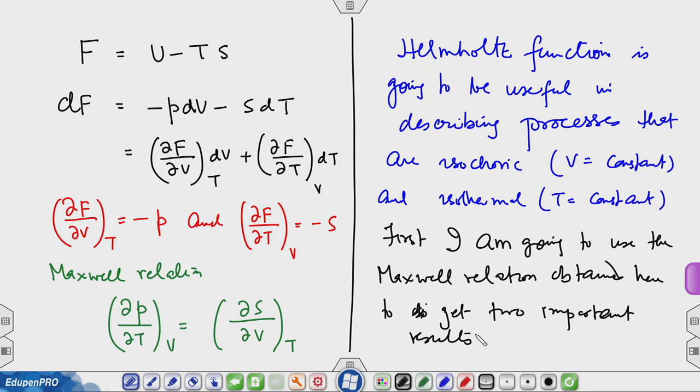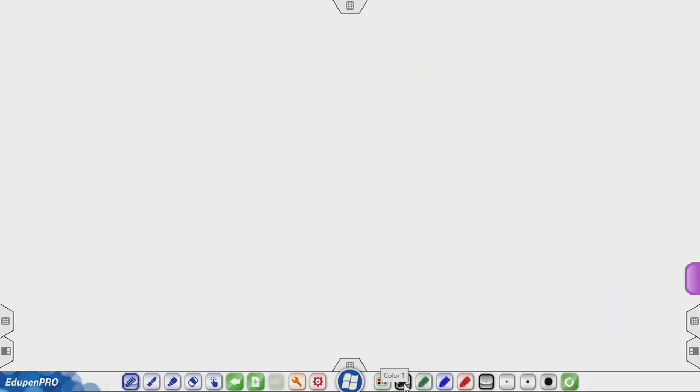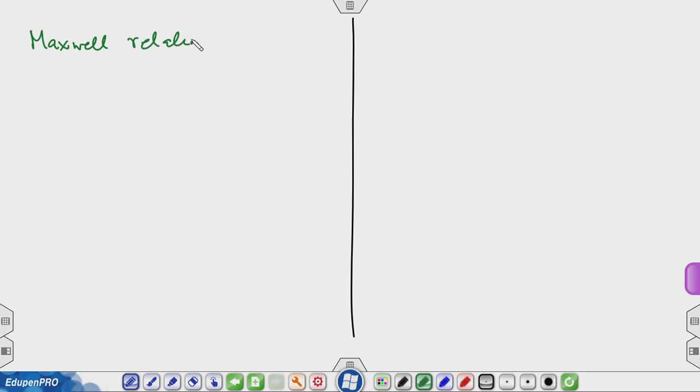So let's do that. What is the Maxwell relation that we obtain from F? It says that dP by dT at constant V is equal to dS by dV at constant T.